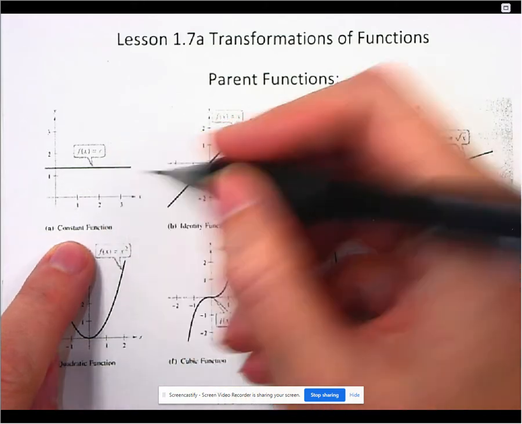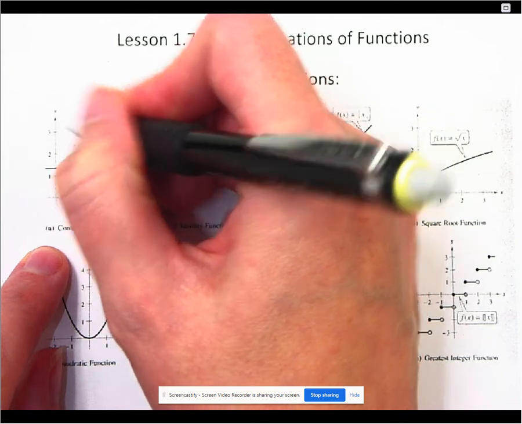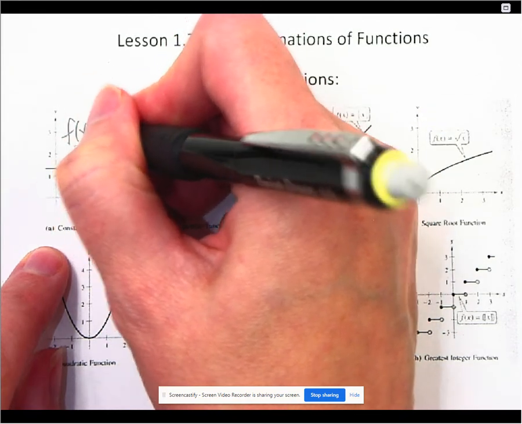A constant function is going to be a horizontal line. And this equation that you can't really see well is f of x equals c.